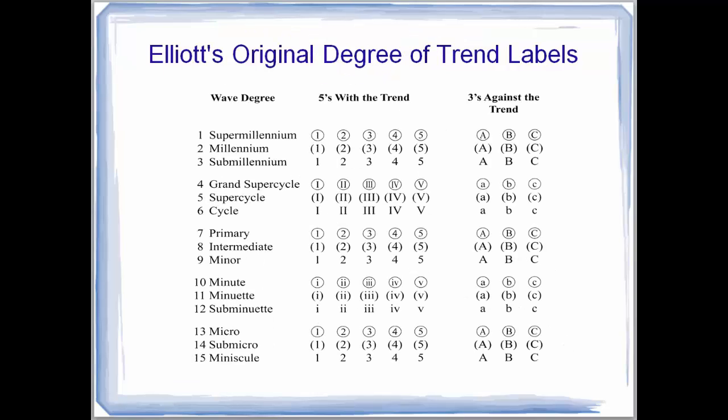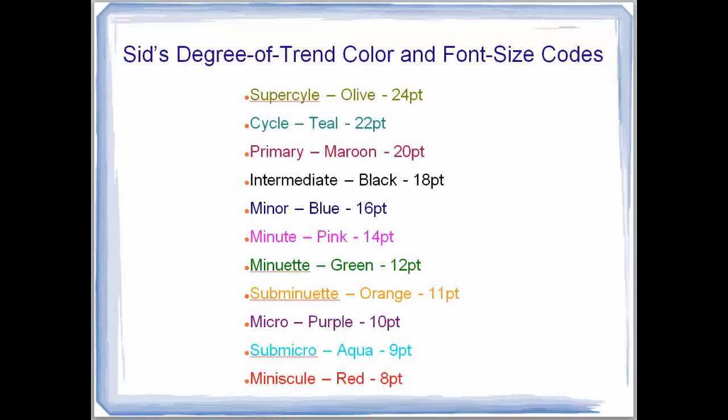Here is the original degree of trend labeling system devised by Ralph Nelson Elliott. The different degrees of trend are defined by Arabic or Roman numerals, capital or lowercase letters, circled or in parentheses, etc. As you can imagine, most charting platforms today do not allow all of the possible labels as Mr. Elliott devised them. So, I use a color-coded system along with font sizes to label the waves. My labeling system can be found all the time at my website, ElliottWavePredictions.com, under the header tab, Degree of Trend Labels.